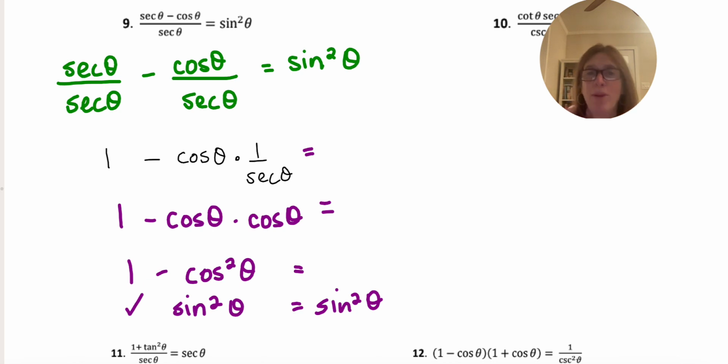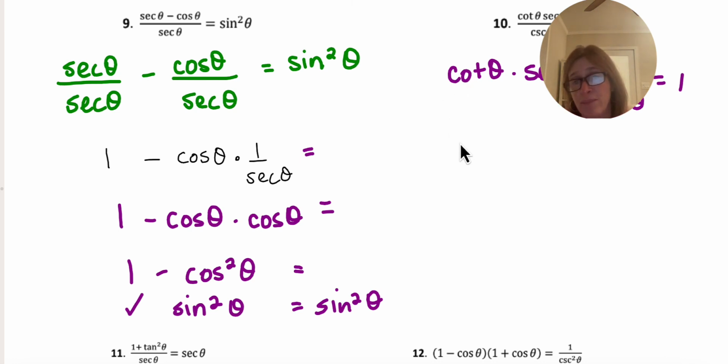All right, we're going to just do one more. This one, looking at it, again, I don't have any squares, so I can't use those Pythagorean identities. And I'm just going to rewrite this. I'm going to rewrite it as cotangent theta times secant theta times 1 over cosecant theta. Remember, I'm trying to get to the number 1, so I'm really hoping all of this will cancel.